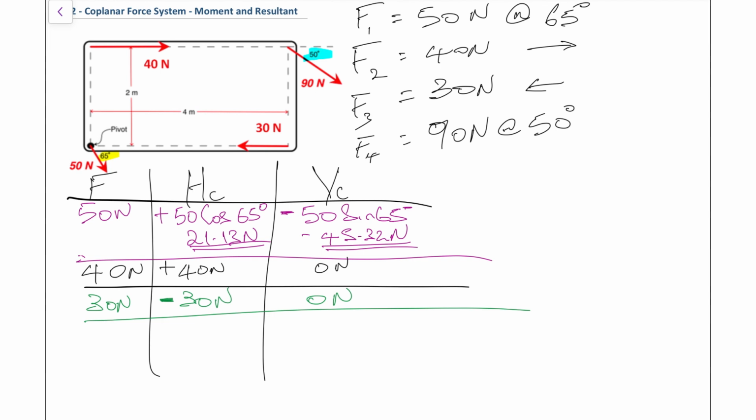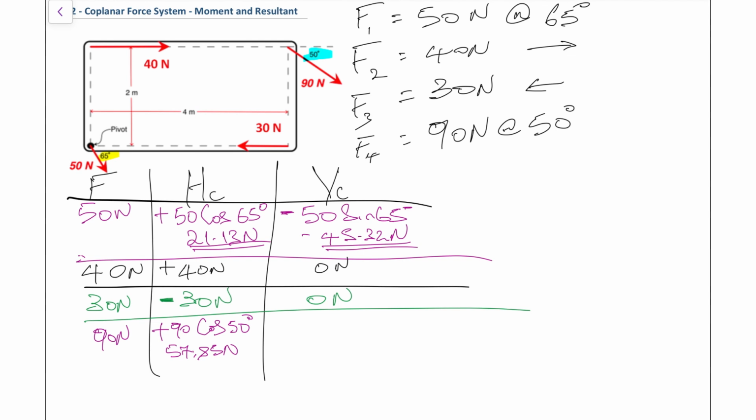And on to the final force, which is our 90 newtons. Now, for the 90 newtons at the top right there, again, this one's going down and it's going to the right. Our angle is 50 degrees. So it's just going to be a positive for the horizontal force component because it's going to the right. And then we're going to have 90 cos, and then the angle, which is 50 degrees. So for our calculation, 90 cos 50 turns out to be 57.85 newtons.